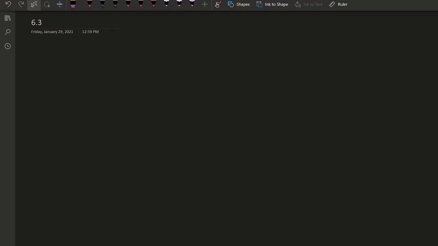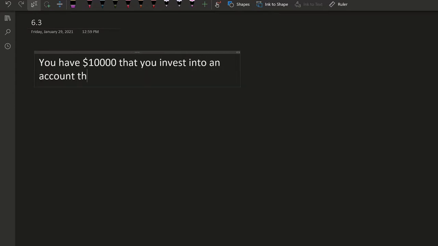So I'm going to jump ahead a little bit and just give you an idea of where we're going with this. So for example, we started talking about a problem like this. You have $10,000 that you invest into an account that yields 3%. Oh, I spelled yields incorrectly. Yields 3% interest annually.